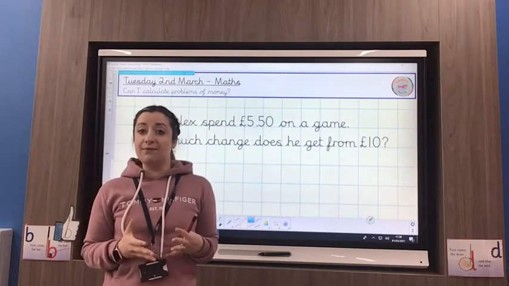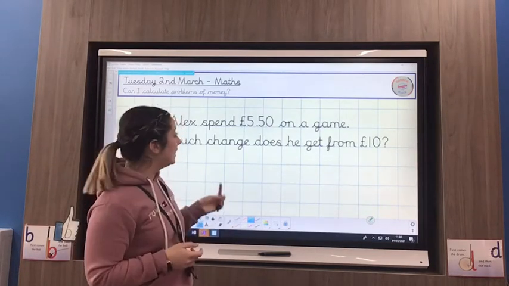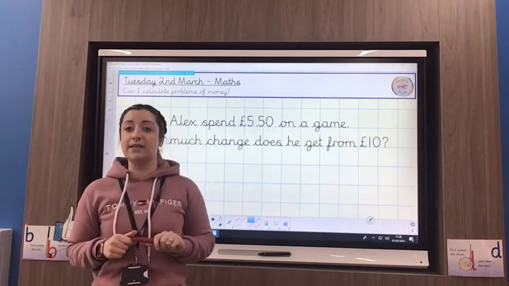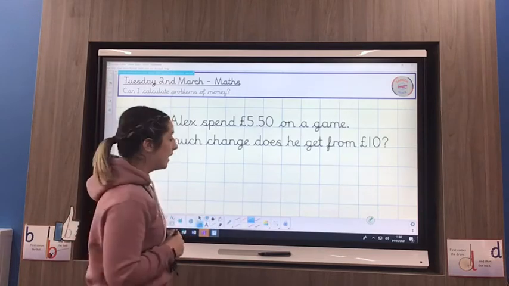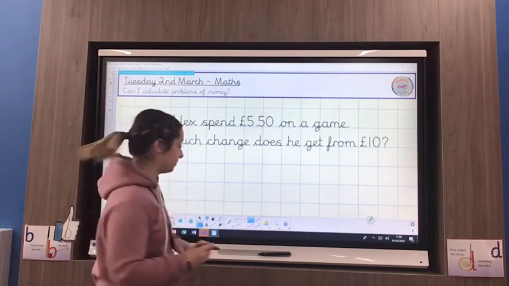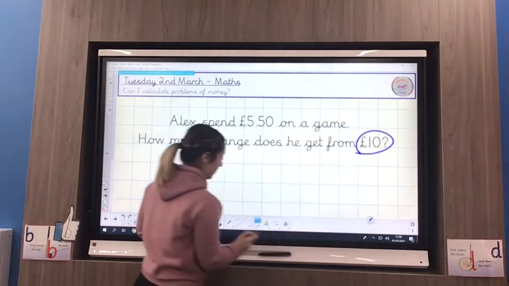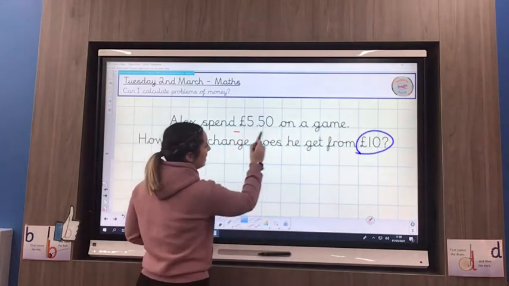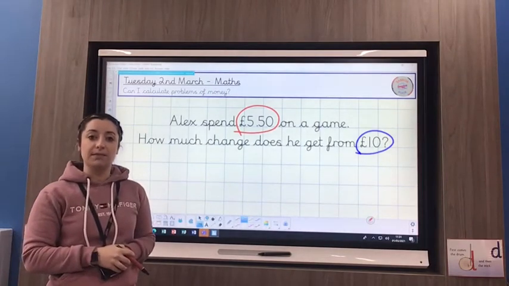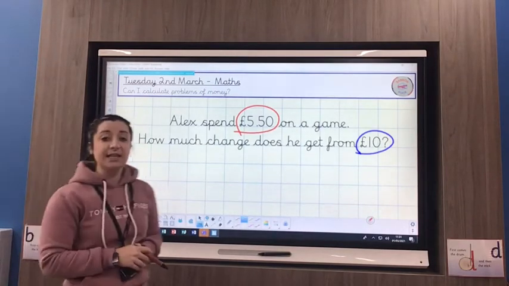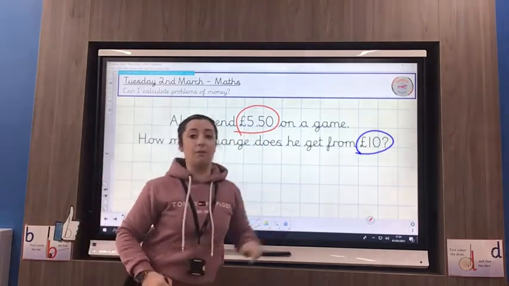Now my word problem says, Alex spends £5.50 on a game. How much change will he get from £10? Now we could have £10 coins, or we could have a £10 note, but we need to see how much he's going to get back if his game costs him £5.50. Now I'm going to be doing the operation of subtraction. So I'm going to have £10 and I need to subtract this amount here. So £5.50 from £10.